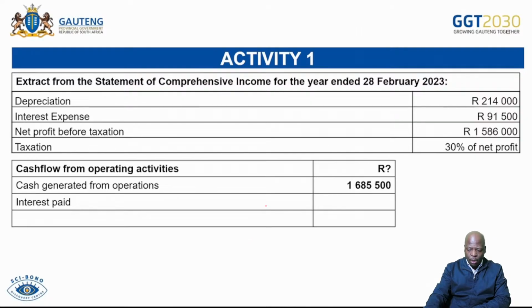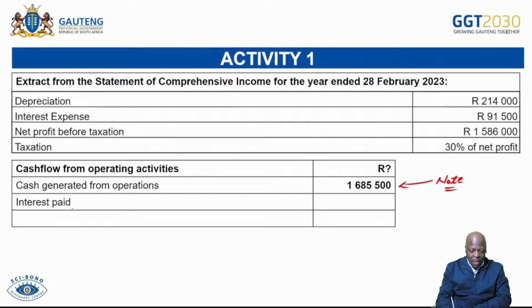We're going to begin with our cash generated from operations. Remember, for this, you need to do the note. But in today's class, we're not going to do that note. Hence, we have our 1,685,500 already put in for us. We are not going to do the note.